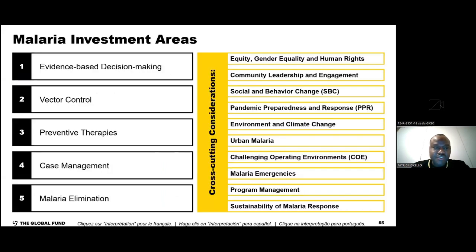For purposes of the information note, we decided to categorize it in two main areas. We have 5 main areas of investment, which include the data for decision making, the usual vector control, preventive therapies, case management, and malaria elimination. And then we have a range of cross-cutting considerations, including gender equity, SBCC, urban malaria. We know malaria is a big issue in challenging operating environments, emergencies, program management, and of course, how we need to sustain the malaria response given the investment before, now, and in the future. Next slide, please.